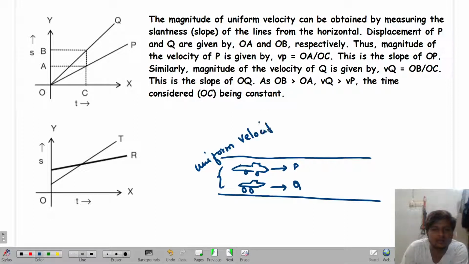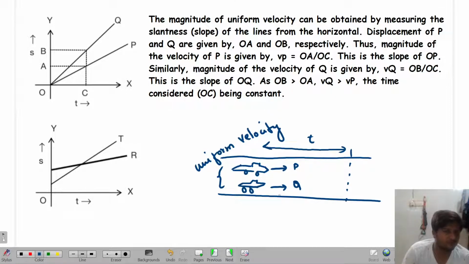Now let's suppose after traveling for some time t, I want to know which one is moving faster. So what should I apply? That is the question, or not? Tell me, so how to calculate it, sir? So you know that, let's suppose car P is there, and car Q is there.